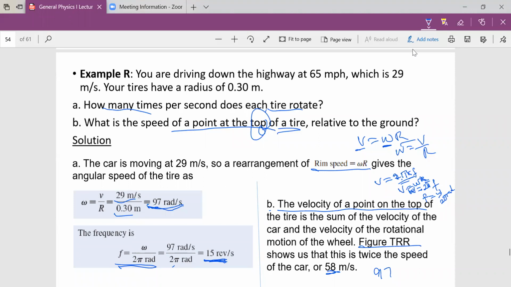It's twice the velocity, to give us 58 meters per second. So we just did 2 times V, okay? And we got 58 meters from V equal to RW. Make V the subject of the formula here, and times it by 2, we'll have 58. Okay, so we'll end our class here.